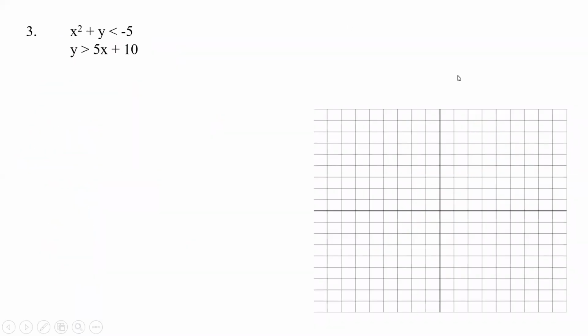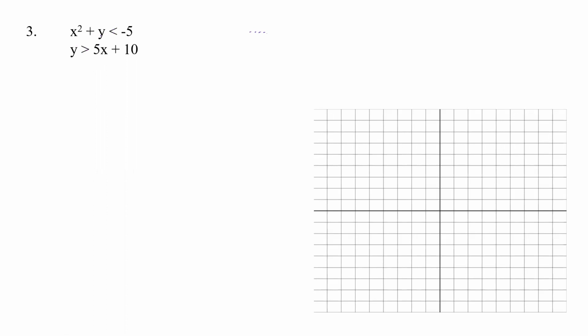Okay, we're back with part 5 of 9.3. So this time, like I said, I have to remember that we have just strictly less than and strictly greater than. So I have to use a dotted line on these because I don't have the equals on here. All right, so what do we have?